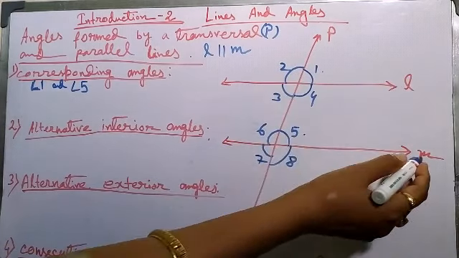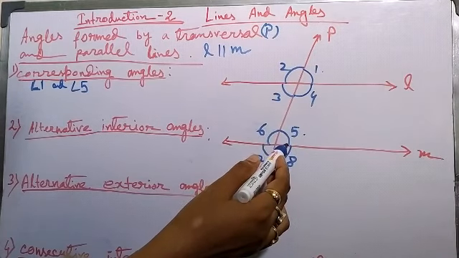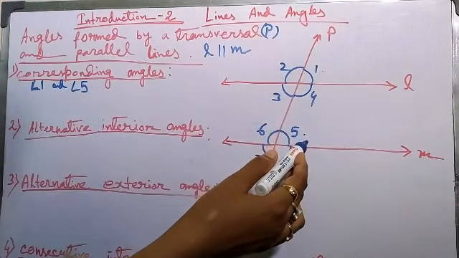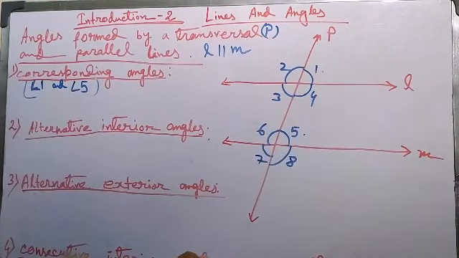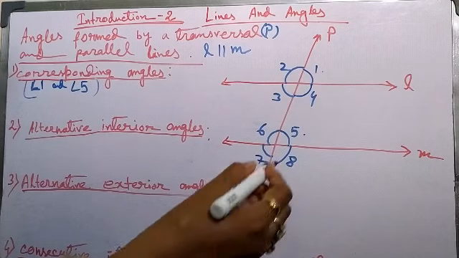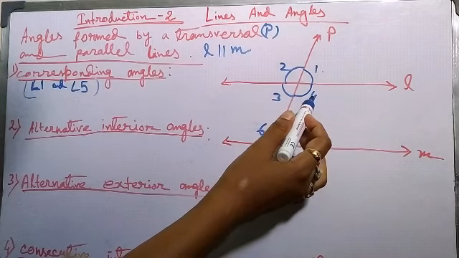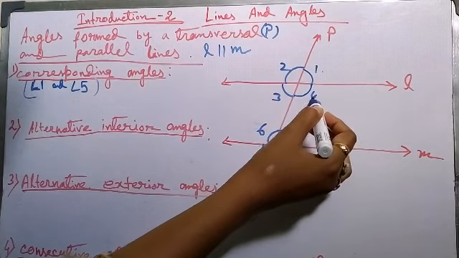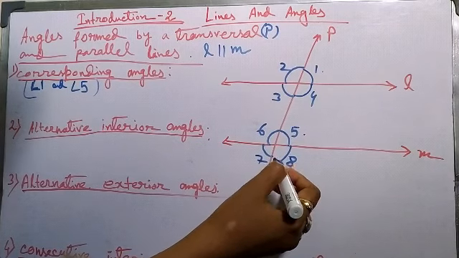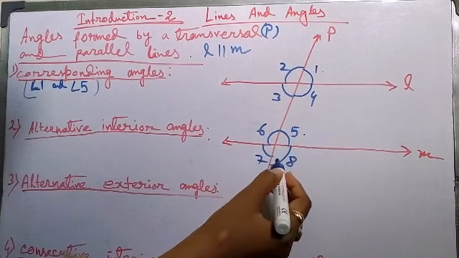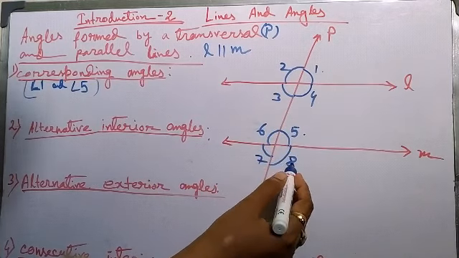That means these two angles are lying on the same sides of the parallel lines and the transversal. That's why these are corresponding angles. Another pair of corresponding angles is 4 and 8. Angle 4 is lying down of line L and angle 8 is lying down of line M, and both angles are lying on the same side of the parallel lines and transversal P.